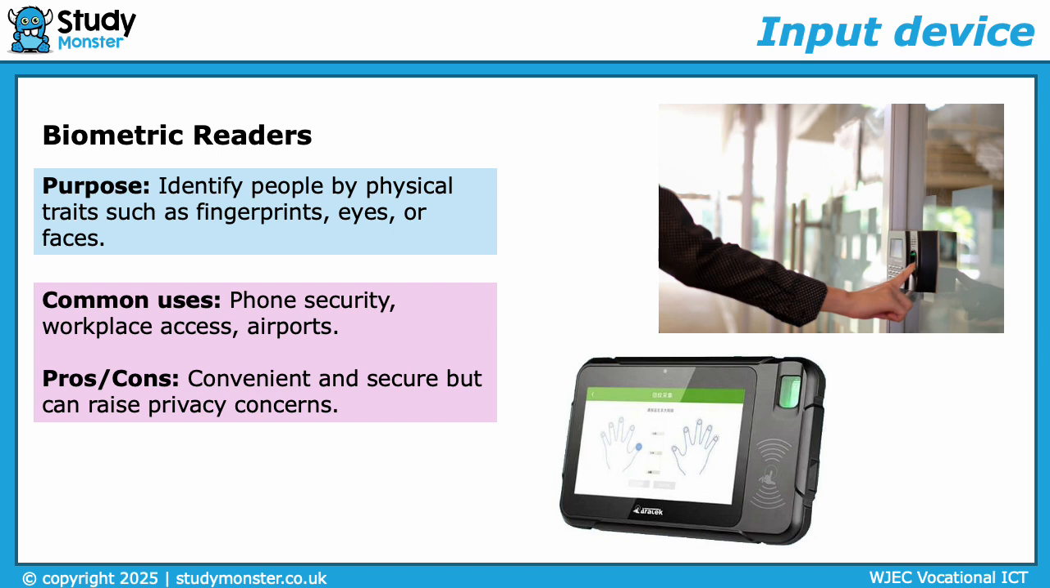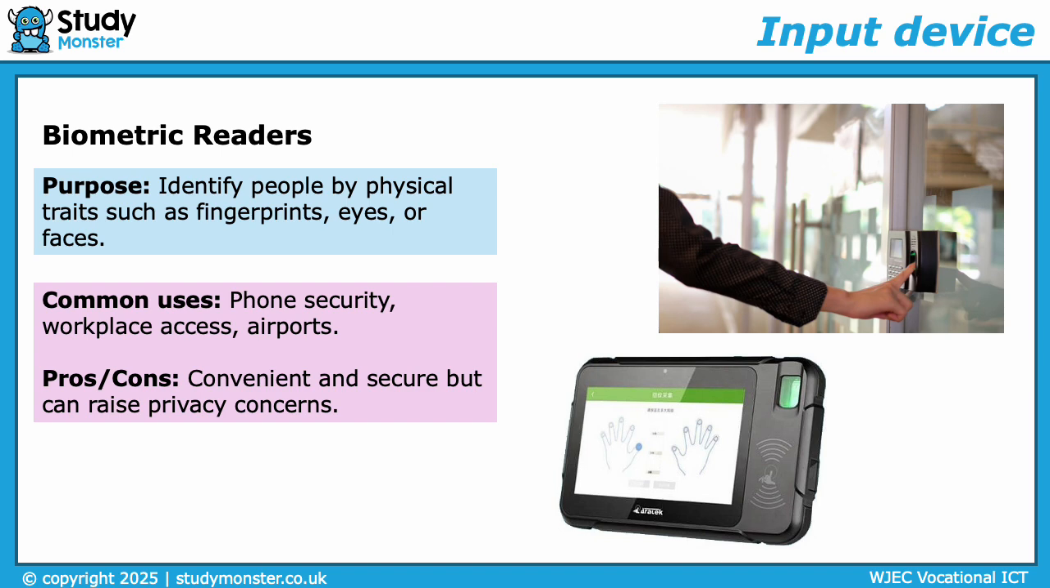Some schools will use fingerprint scanners so that you can go and get your dinner and you just need to put your finger on a little piece of plastic and it'll scan your finger to detect if it's you or if it's not you. Things like fingerprints, eye scanners, face scanners, you use them all the time now. So common uses in mobile phones, everybody that's got an Apple or a Samsung is going to be using Face ID. So very, very common now.